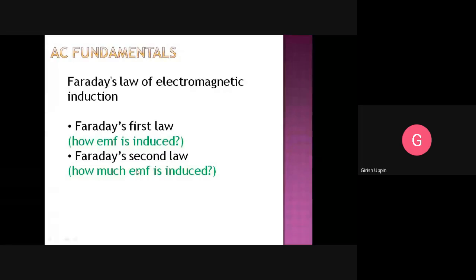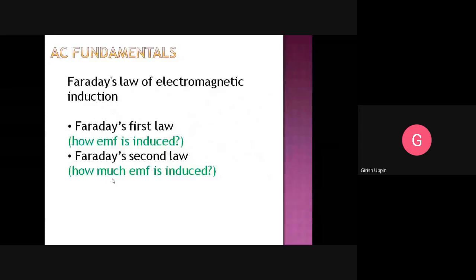And what is the second law? The first law says how EMF is induced, and the second law says how much EMF is induced. Faraday's second law: the magnitude of the EMF induced is directly proportional to the rate of change of flux linkage. How much EMF is induced depends on how quickly the flux linked with that coil or conductor is changing.